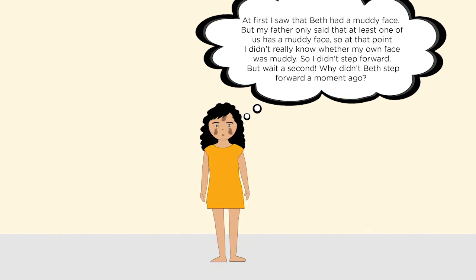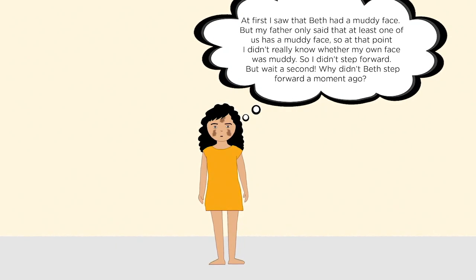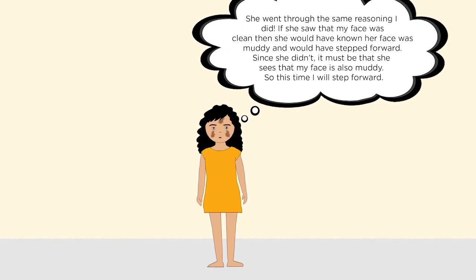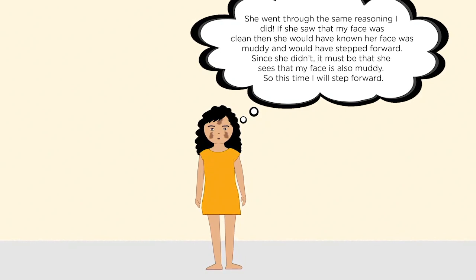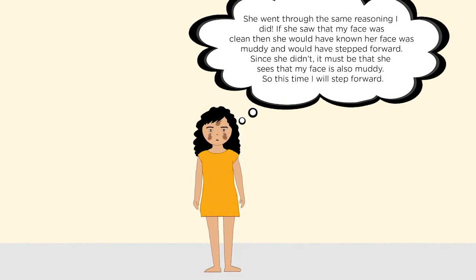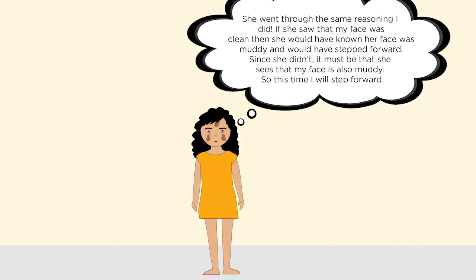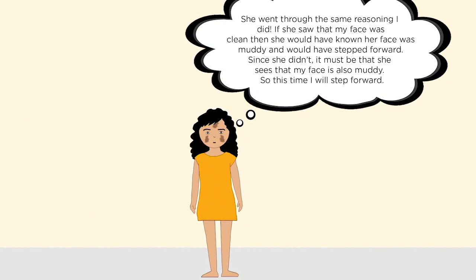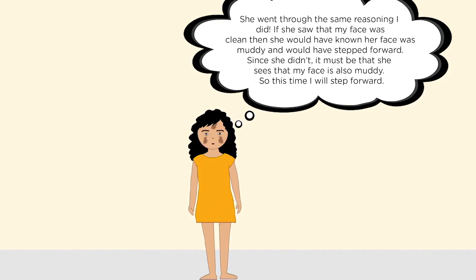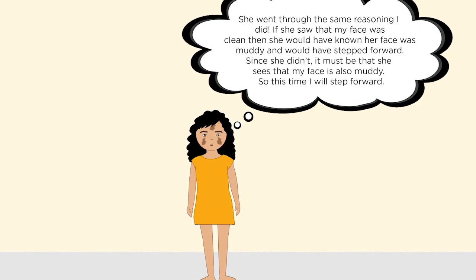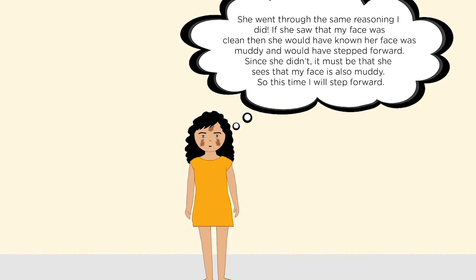But wait a second. Why didn't Beth step forward a moment ago? She went through the same reasoning I did. If she saw that my face was clean, then she would have known her face was muddy and would have stepped forward. Since she didn't, it must be that she sees that my face is also muddy. So this time I will step forward. Of course, Beth will go through precisely the same reasoning.